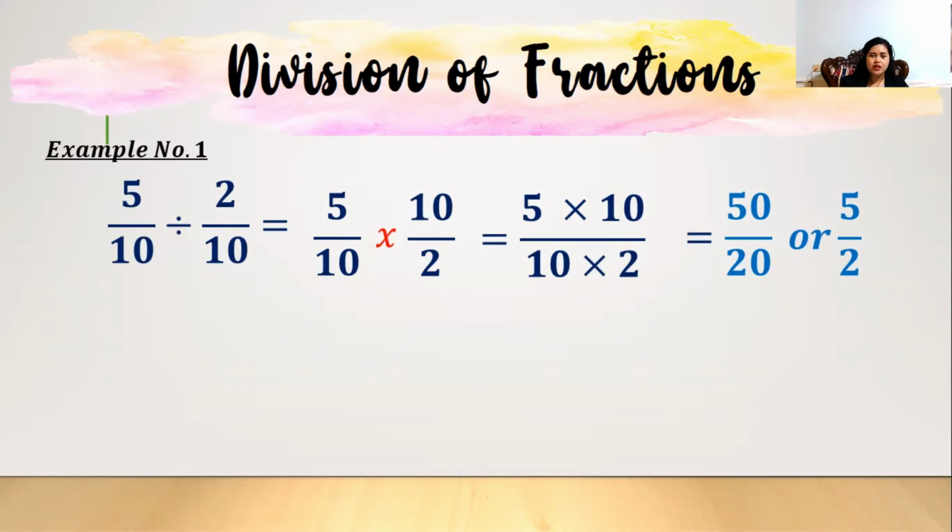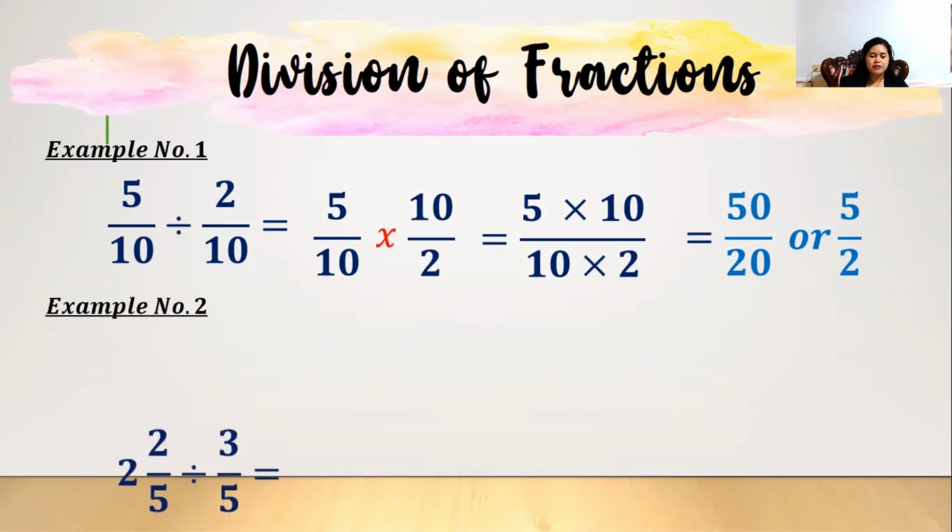Since both numerator and denominator are divisible by 10, so 50 divided by 10 is equal to 5, and 20 divided by 10 is equal to 2. Okay, so that's the quotient when we divide 5/10 by 2/10.